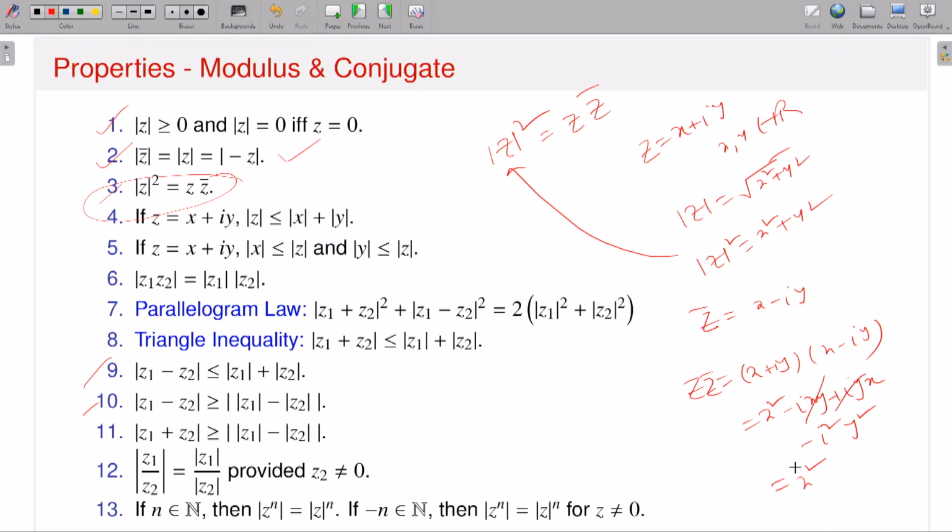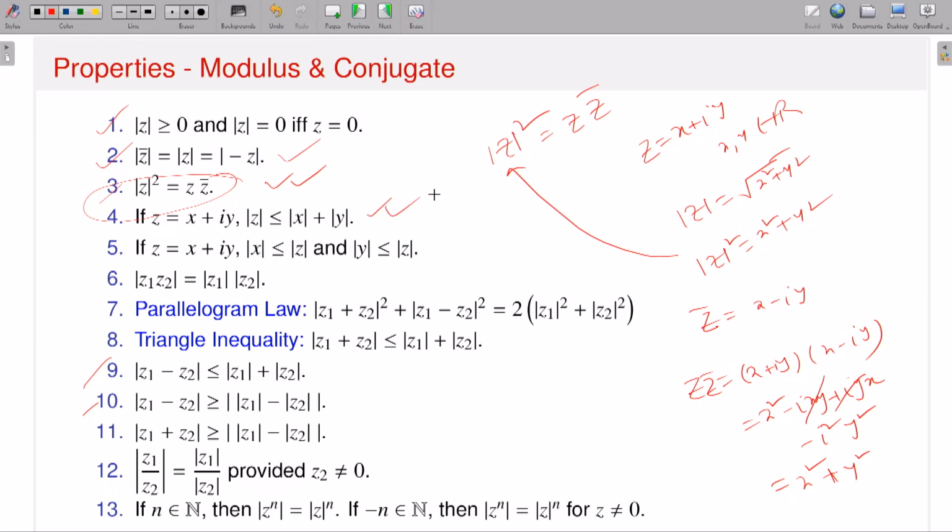So what we will have, i square is equal to minus 1, therefore x square plus y square. So it's okay, therefore the left hand side is equal to the right hand side. So it's straightforward. But at the same time I must say that these properties will be very much useful to solve problems. So you should know that, okay.